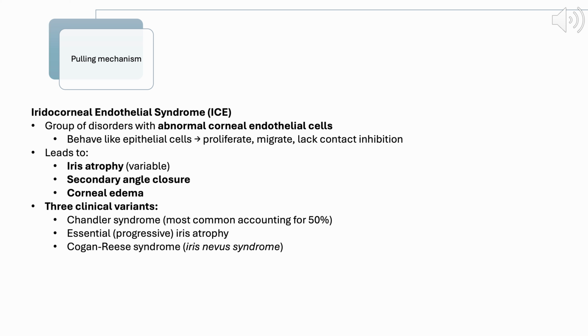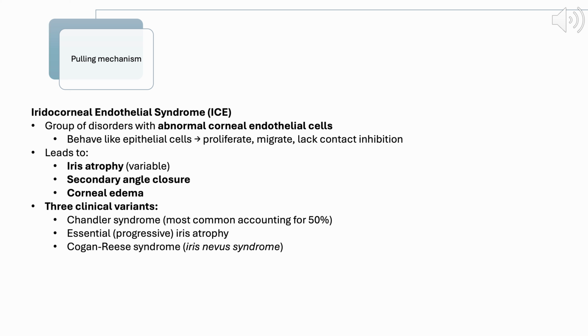The next pulling mechanism we'll cover is iridocorneal endothelial syndrome, or ICE. This is a group of disorders characterized by abnormal corneal endothelial cells. Instead of behaving like normal endothelium, these cells act more like epithelial cells. They proliferate, migrate across surfaces, and lose their normal contact inhibition. This cellular abnormality leads to three key consequences: variable iris atrophy, secondary angle closure, and corneal edema.